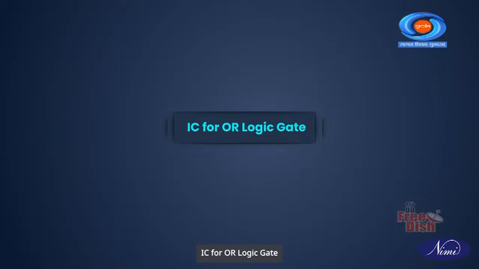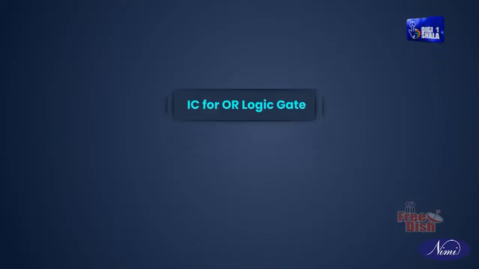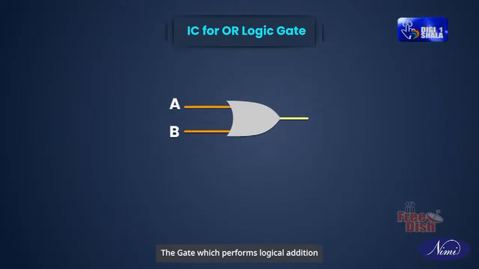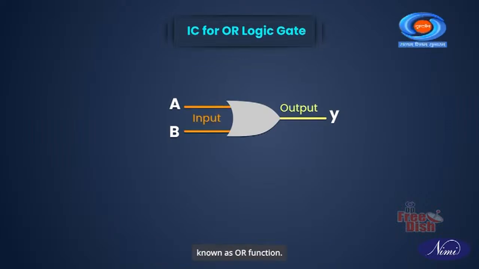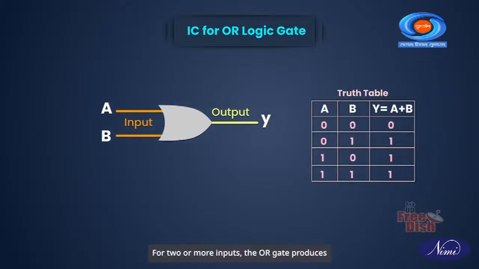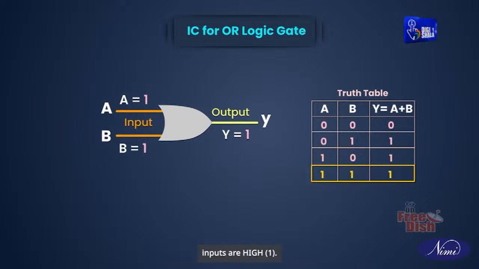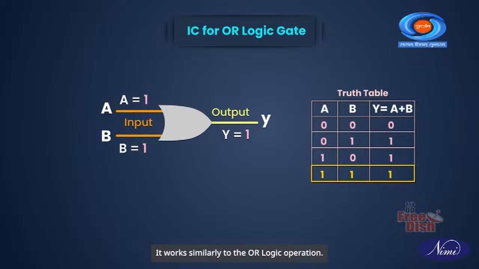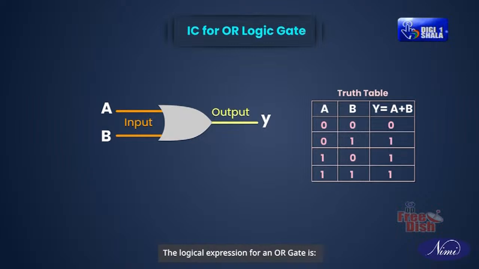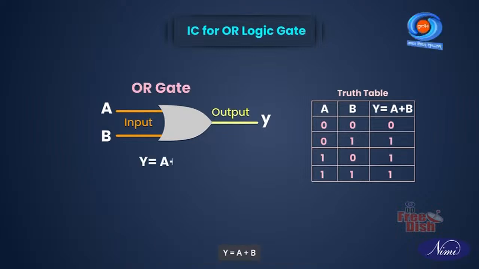IC for OR logic gate. The gate which performs the logical addition operation is known as the OR gate, which is also known as the OR function. For two or more inputs, the OR gate produces a high output if one or all the inputs are high. It works similarly to the OR logic operation. This is the symbol for the OR gate. The logical expression for an OR gate is Y equals A plus B.